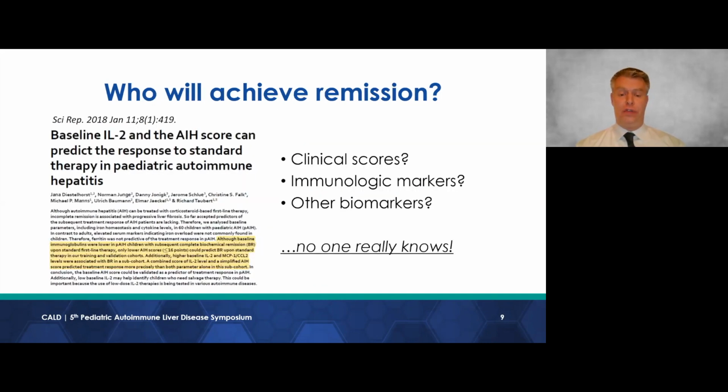But who will achieve it? How do we know? Can we tell from clinical scores, such as the autoimmune hepatitis score, or from immunologic markers, such as interleukin-2 in serum? Are there other biomarkers that let us predict a good treatment response? There are some data, but there really is not much published in children, and ultimately no one knows for sure.